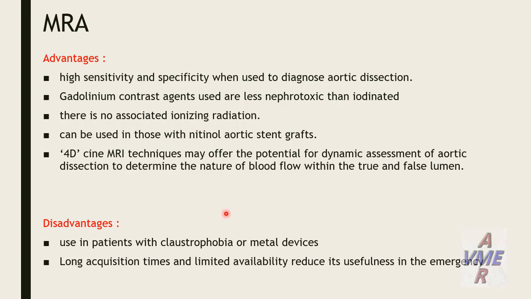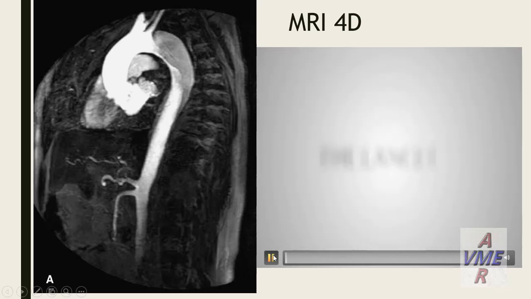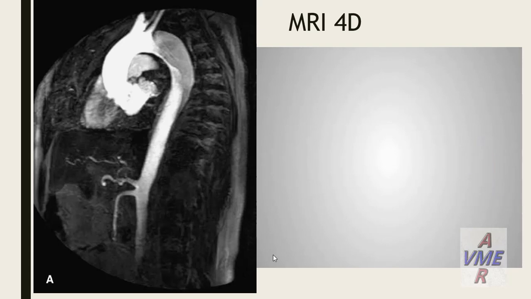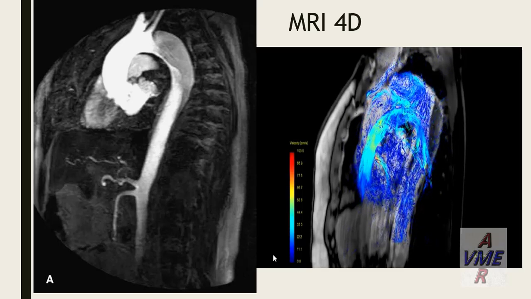The disadvantages are in patients with claustrophobia or metal devices, long acquisition time, and limited availability. That means it is not suitable for the emergency condition. This is the picture of type B acute aortic dissection in MRI, and this is a picture of MR 4D, which can give some dynamic of flow through the true and false lumen in this way.